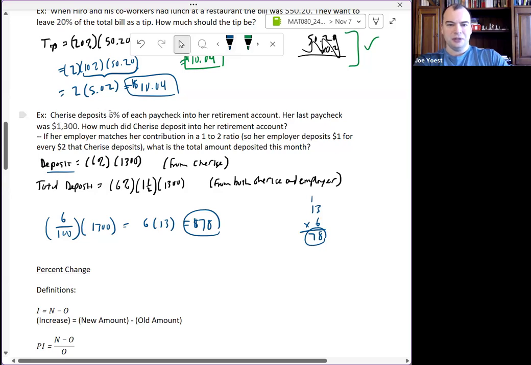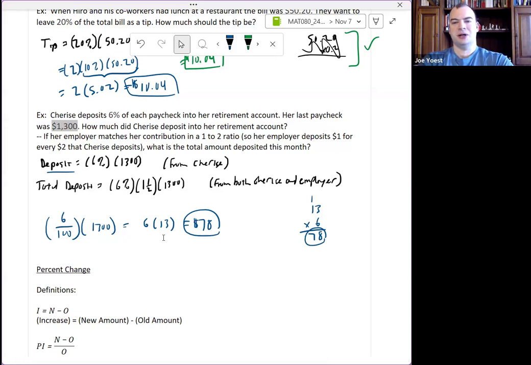Does that make sense? Well, let's say, 6% is maybe half-ish of 10%. 10% of $1,300 is $130. Is 78 like half-ish of 130? Yeah, pretty close. So it makes sense. It's in the general ballpark we're looking for. If we ended up with $780 or like $7.80, well, something went wrong.